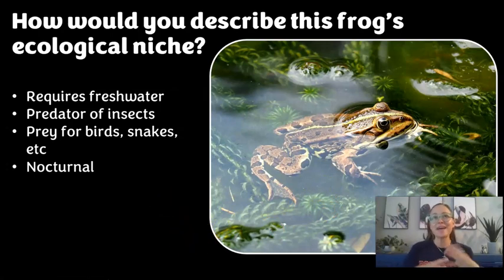It uses plants for camouflage, right? So it competes with other frog species for insects. All of the aspects of how it uses both biotic and abiotic factors within its ecosystem is its ecological niche, or niche.